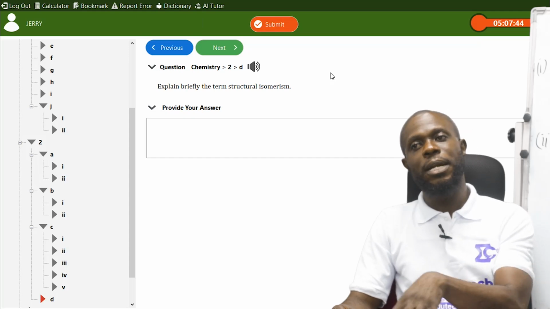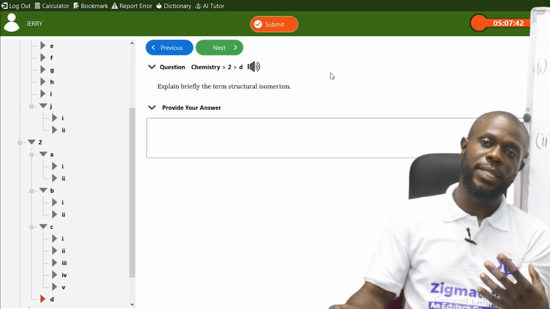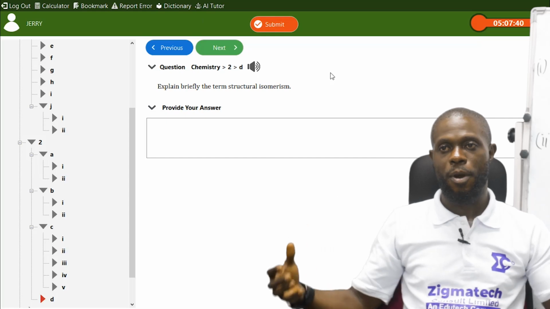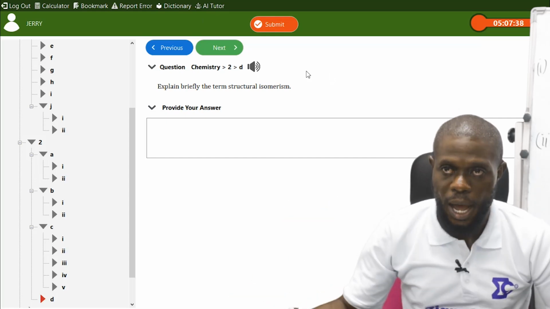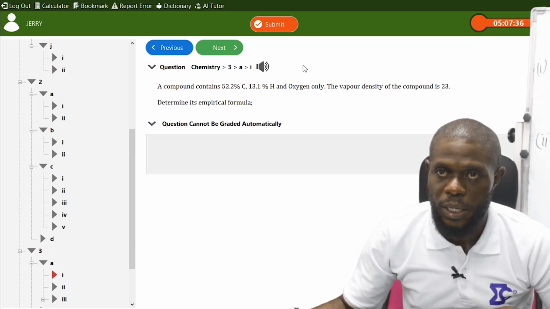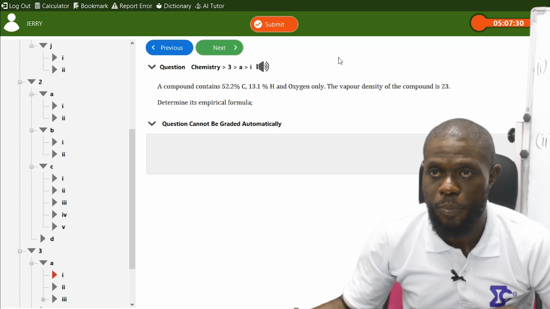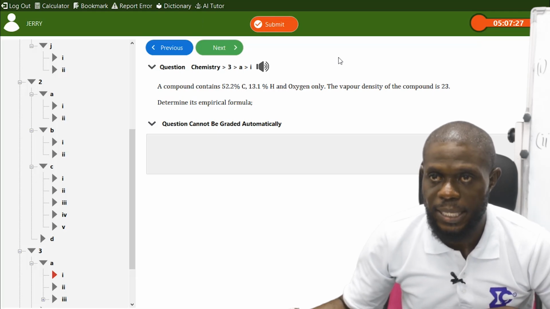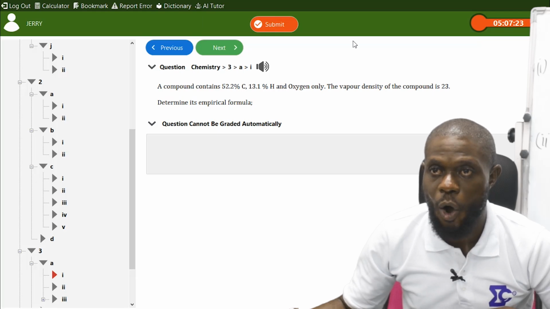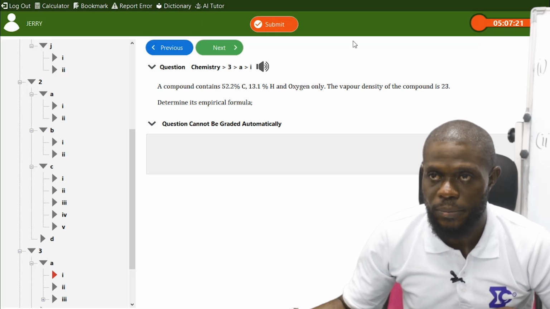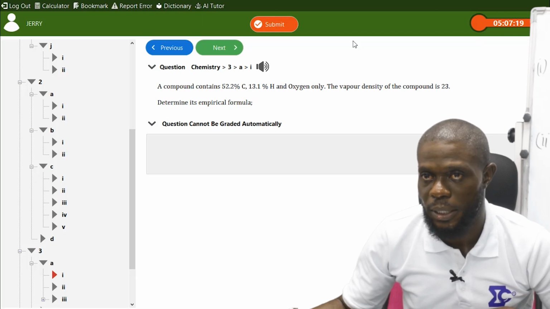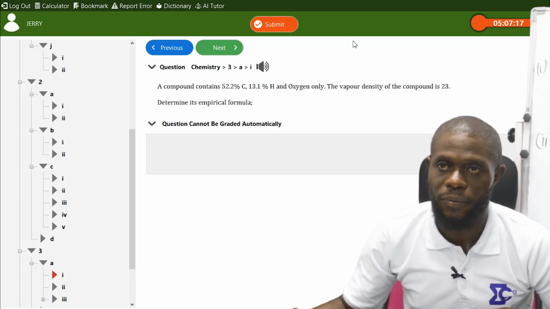Now, since the atomic arrangement is different, that means they are going to be different in both chemical and physical properties. So this is structural isomerism. The next one says, a compound contains 52.2% carbon, 13.1% hydrogen, and oxygen only. The vapor density of the compound is 23; determine the empirical formula.